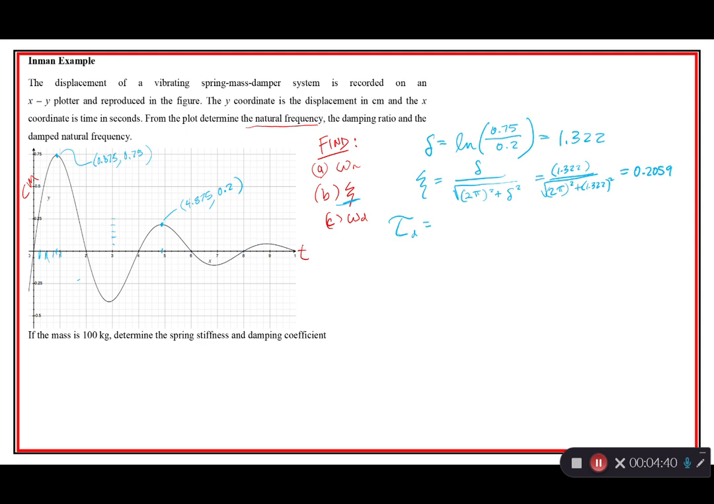And we'll look at this period right here. So the period is going to be between the peaks right there. Right? So right there is going to be tau d. And so that ends up being easily enough 4.875 minus 0.875, so 4. And we'll put some zeros there just to say we cared enough.